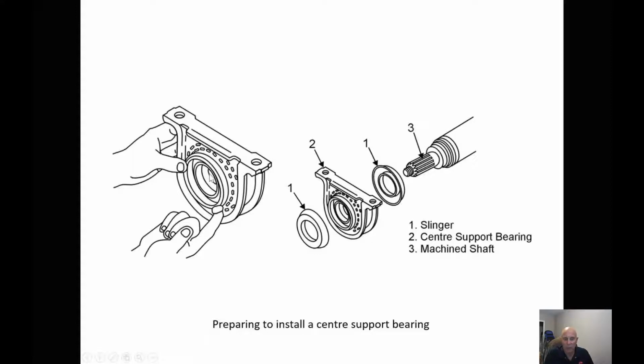So if we take a look, a little bit of Never-Seez on the inside of the bearing before we put it together. Again, we might be the ones that are pulling it apart, and we don't want to have to cut these off. So we put our steel slinger on, our steady bearing, our other steel slinger will fit onto the yoke, and then we'll tighten up the nut, and that retains this steady bearing in place.